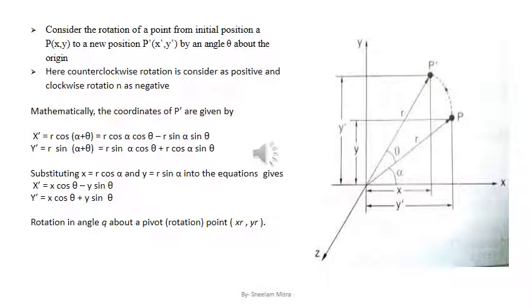We can open the cos (x plus y) formula. It can be r cos alpha cos theta minus r sin alpha sin theta. And sin (alpha plus theta) can be opened up as r sin alpha cos theta plus r cos alpha sin theta. Substituting these values, we can find x dash is equal to x cos theta minus y sin theta, y dash is equal to x sin theta plus y cos theta. Rotation of angle theta about the pivot point xr, yr.